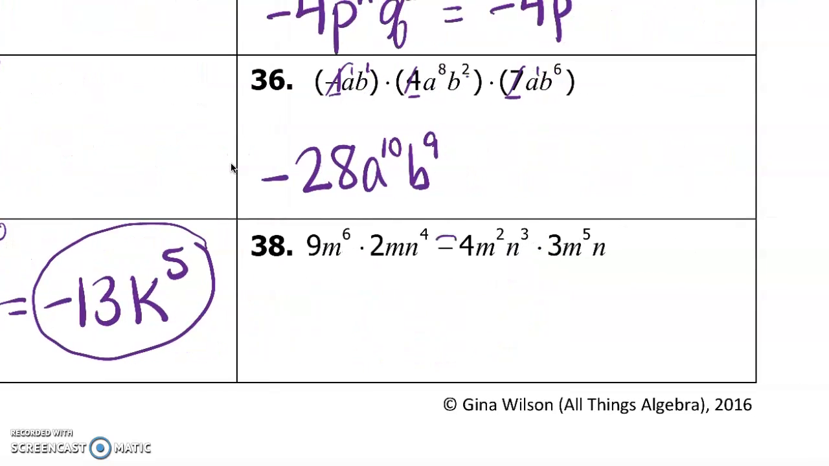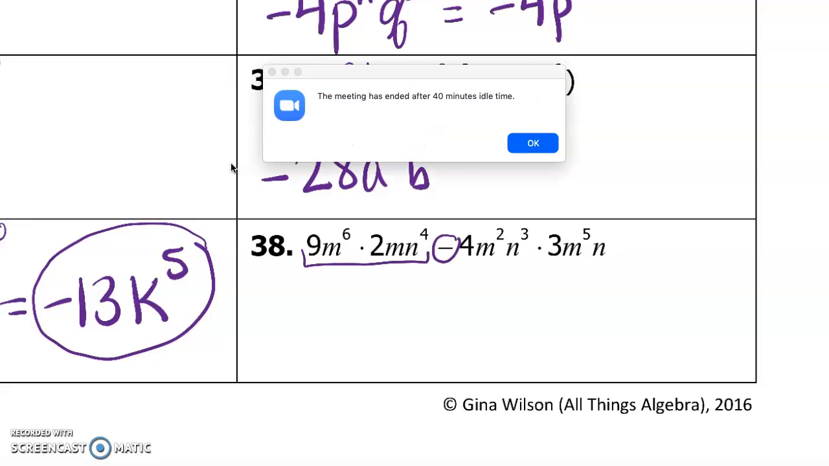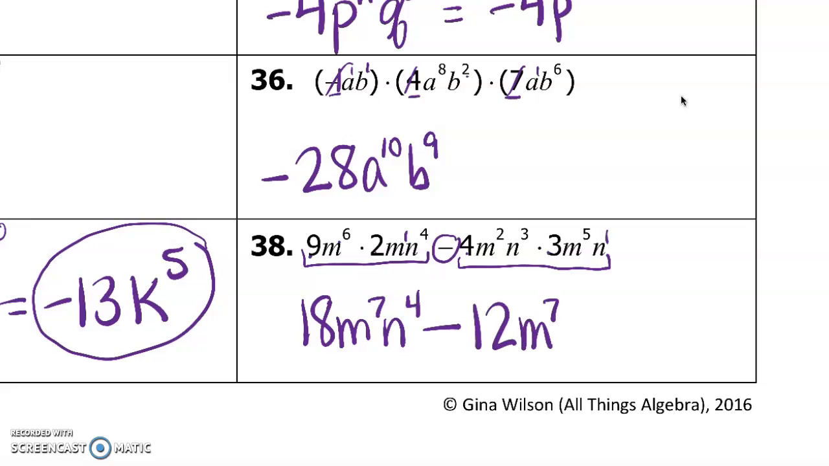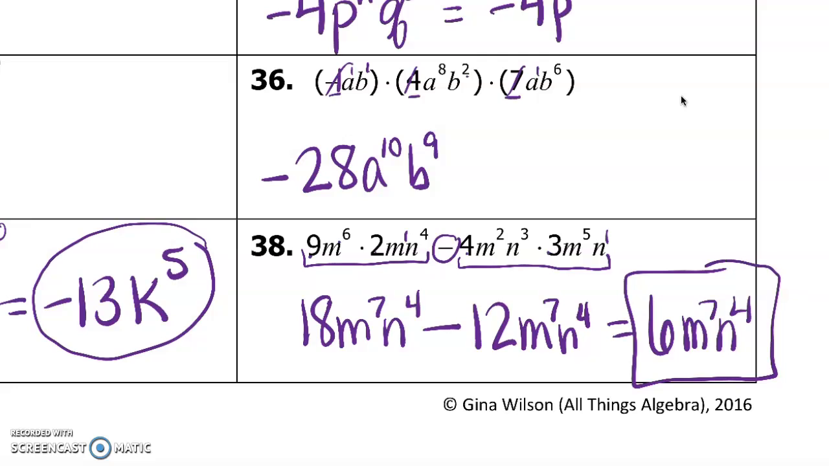Same thing with 38, only now this is subtraction. So we have this term minus this term. So 9 times 2 is 18, m to the 7th, n to the 4th, minus 4 times 3 is 12, m to the 7th, n to the 4th. With these problems, if you don't have matching variables, then something went wrong. So 18 minus 12 gives me 6. The variables with the exponents stay the same. So 6, m to the 7th, n to the 4th.